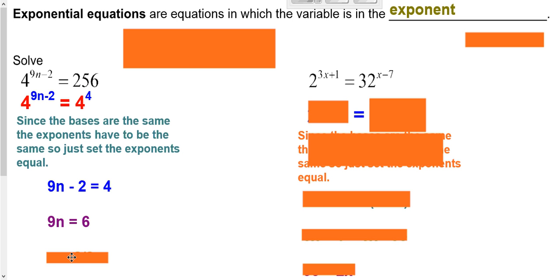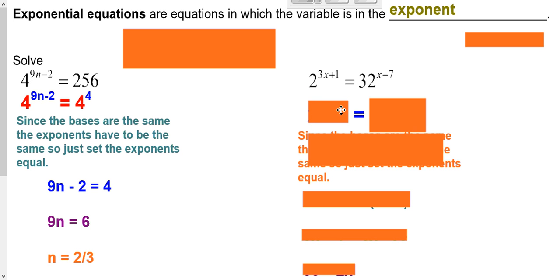Add 2, divide by 9, and we get 2/3. So our answer for this one here is 2/3. If you plug the 2/3 in for our n, 9 times 2/3 is 6, minus 2 is 4, and 4 to the fourth power is 256.